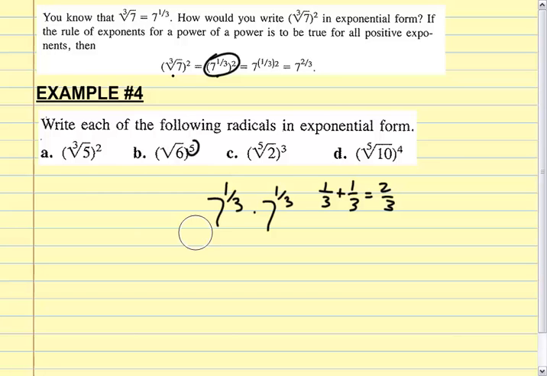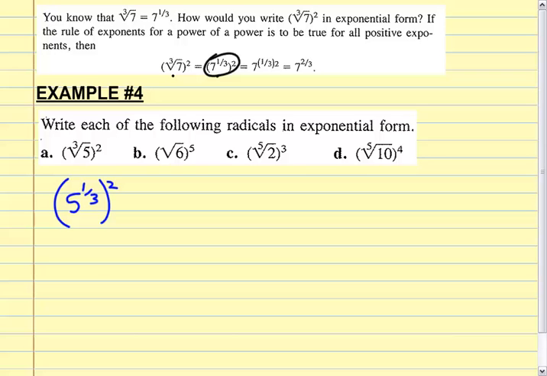Okay, so let's look at these examples. Easy stuff here. This is the cube root of 5, squared. Well, that's just 2 times 1/3, which is 5 to the 2/3. Remember, exponents that are separated by parentheses get multiplied. Square root of 6, that's the same as 6 to the 1/2. To the 5th, that's 6 to the 5/2. Leave it as an improper fraction, please.